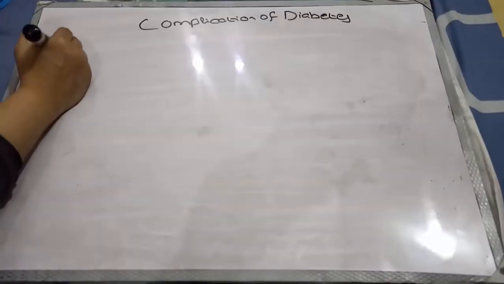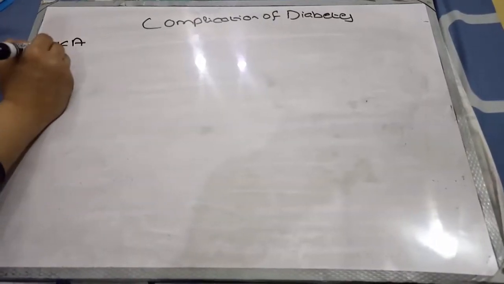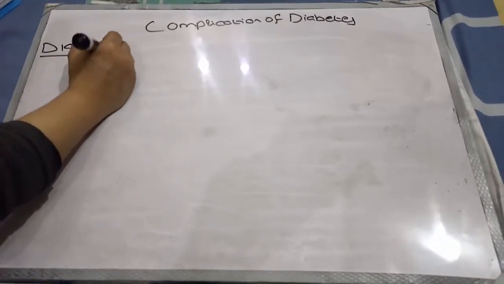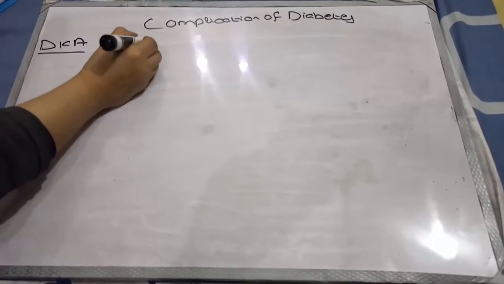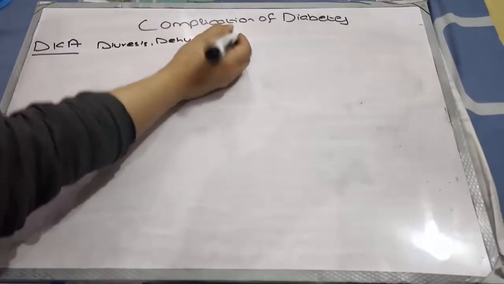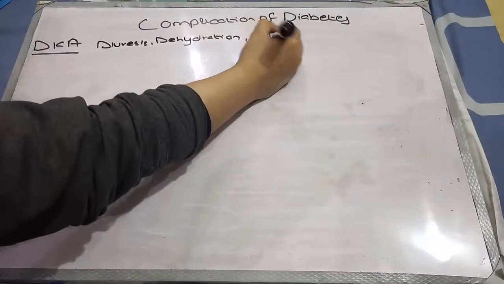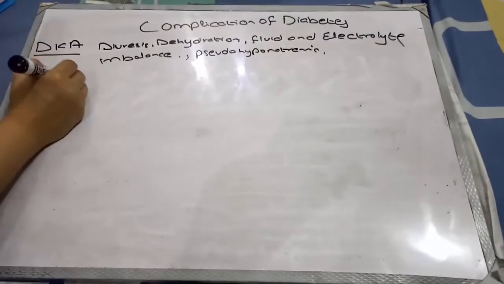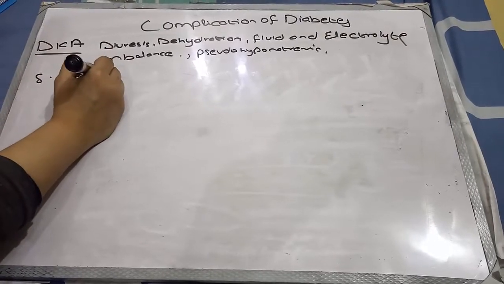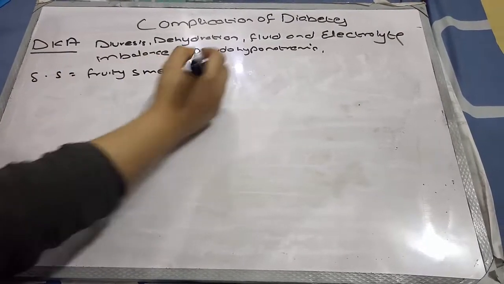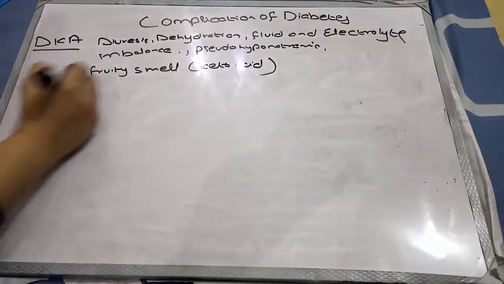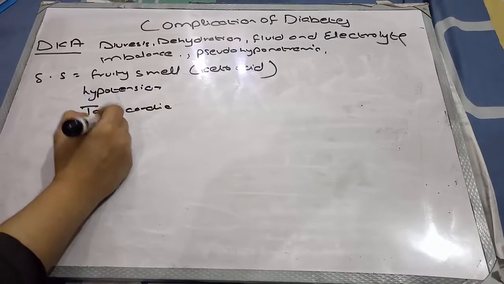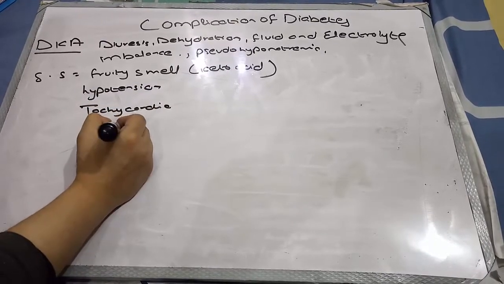So in DKA, we have discussed the complications and the pathogenesis, in which we discussed diuresis, dehydration, fluid and electrolyte imbalance, and pseudohyponatremia. Signs and symptoms include fruity smell due to keto acid, hypotension, tachycardia, and deep rapid breathing, which is called Kussmaul respirations.